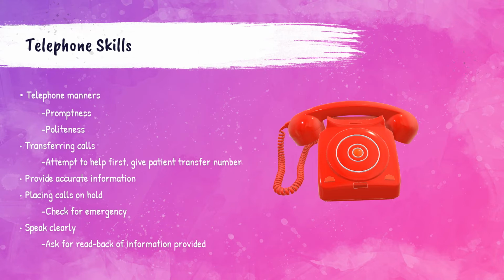If the phlebotomist is unable to help the caller and needs to transfer them to another person, they should provide the caller with the number or extension of the person they are transferring them to, in case the call fails. If the phlebotomist is busy and needs to put the caller on hold, they must first check to see if the caller has an emergency. Someone could be calling about a critical situation.